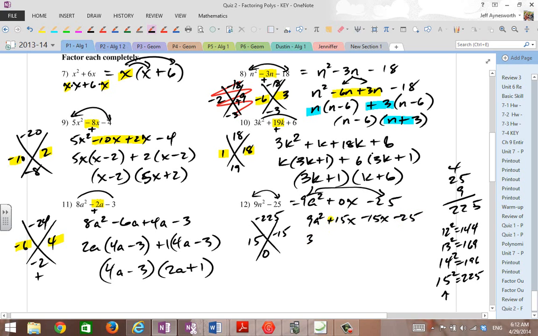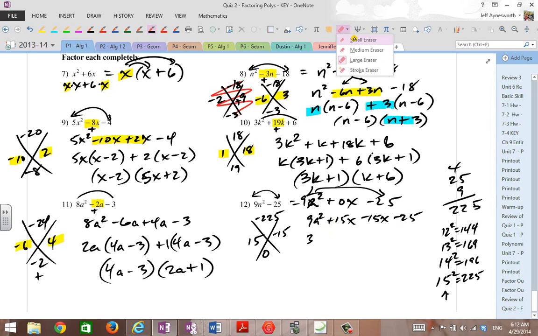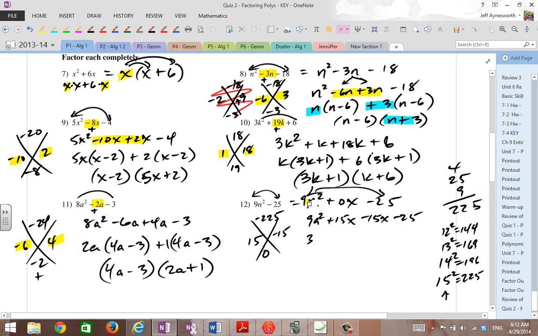Factor out a 3. Oh, this is supposed to be, you know what? These are supposed to be n's, aren't they? Okay, so let me fix this real quick. These are all supposed to be n's. No big deal, right? All right, because we use erasers. So 9n squared, 0n, minus 25. Okay, these are all n's now. Okay, good. All right, so we have 3n here times 3n plus 5.